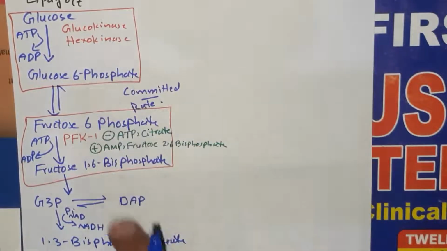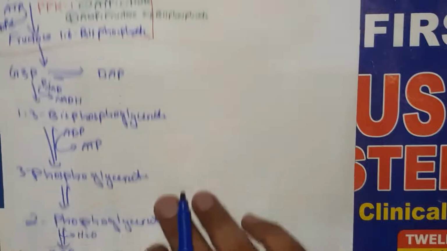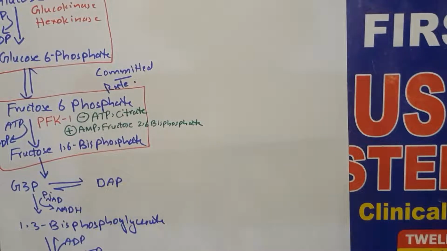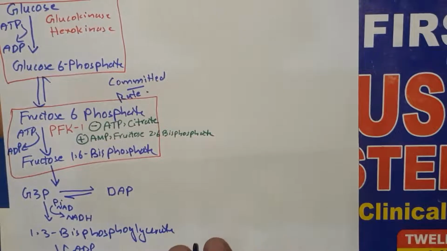This is regulated, this is regulated, and the third one is also regulated. But the rate limiting step is the second one, the conversion of fructose 6-phosphate to fructose 1,6-bisphosphate. It is rate limiting as it is the slowest reaction, and it is also the committed step as fructose 1,6-bisphosphate is then committed to the glycolytic pathway. It cannot move into other pathways. And now we move toward the regulation.